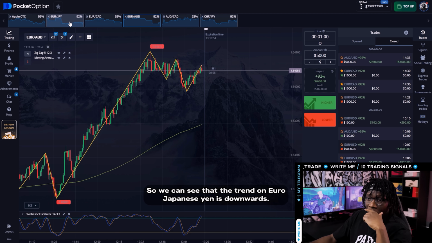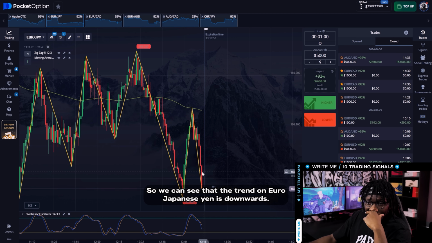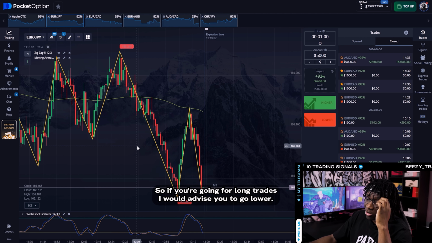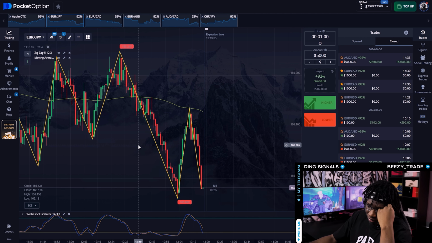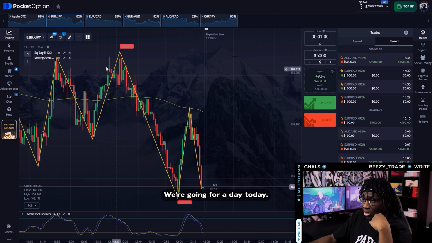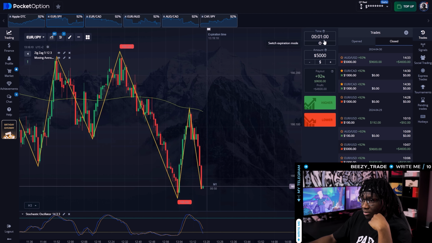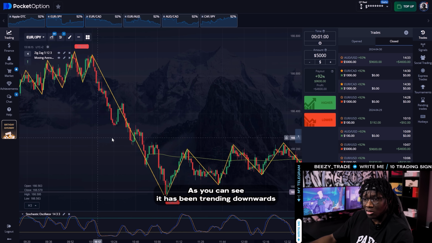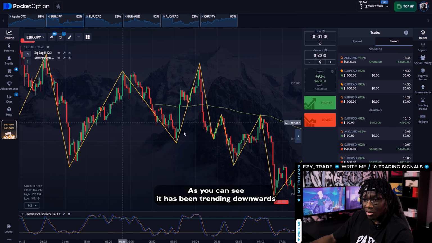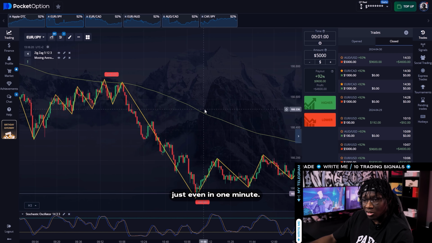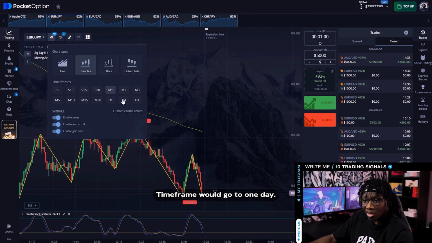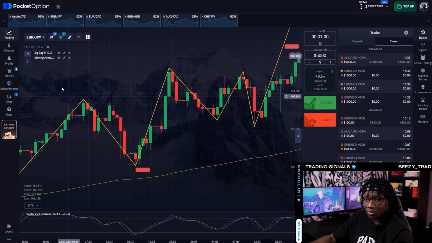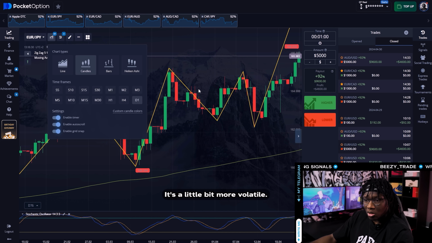We can see that the trend on Euro Japanese yen is downwards, but this is just because the yen has been falling generally. So if you're going for long trades, I would advise you to go lower. Like if you're going for a day, 2 days, as you can see, you could go as high as 4 hours on here. So I believe that the market will continue to go down. As you can see, it has been trending downwards, even in the 1 minute time frame. If we were to go to 1 day, you can see generally the market has been trending downwards. Let's go back to 1 minute. It's a little bit more volatile.